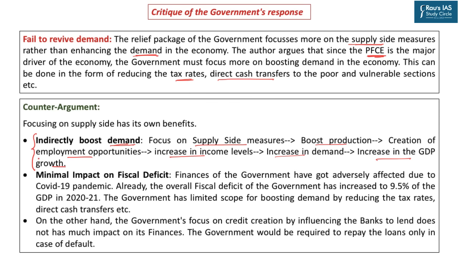And on top of that, everything is done bearing in mind the breach of fiscal deficit. The overall fiscal deficit of the government has already increased to 9.5%, and the management of the economy has to be done without the government getting bankrupt. So one can say that the scope for reducing taxes and direct cash transfer on such a large scale may not be in the financial scope of the government. So the government has tried to strike a balance here. Even when the government gives credit guarantee, it's not going to affect its finances much, because the government would have to repay only for the loans that have been defaulted on.